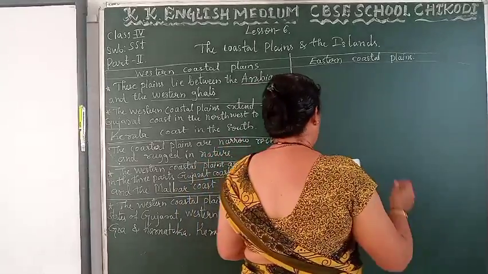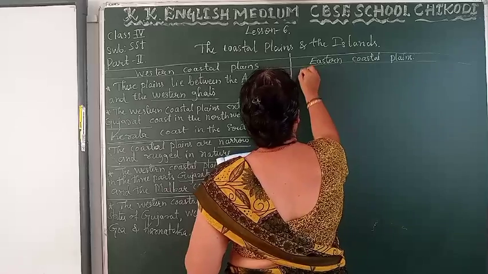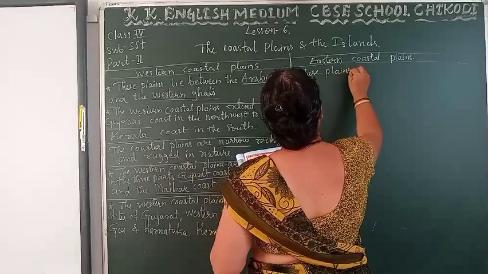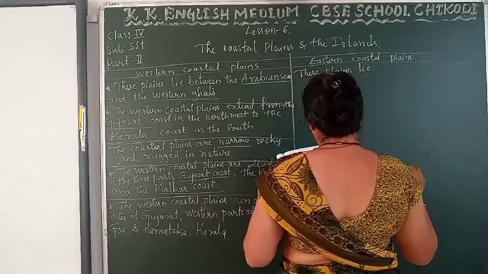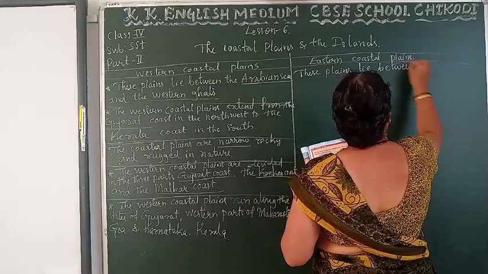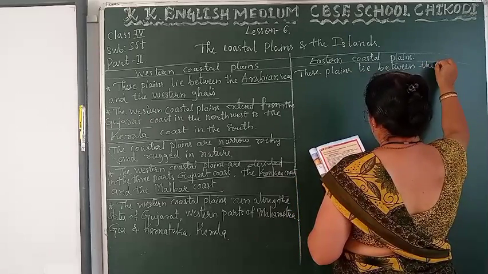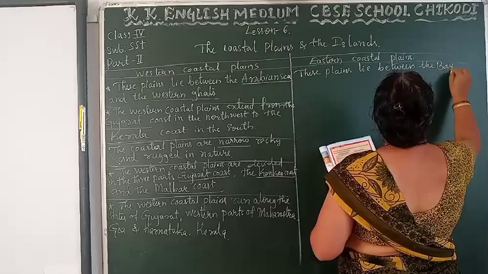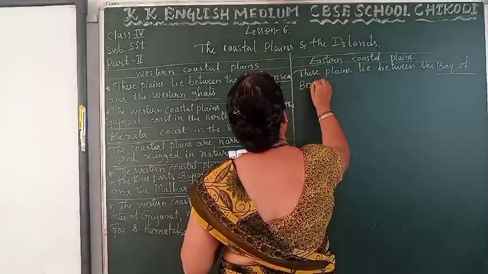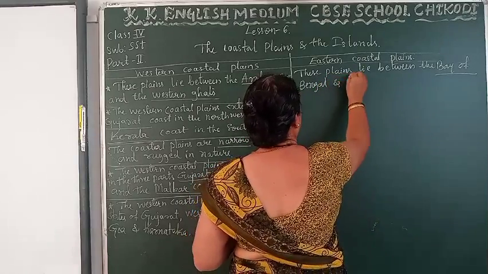Next, about eastern coastal plain. These plains lie between the Bay of Bengal and the Eastern Ghats.